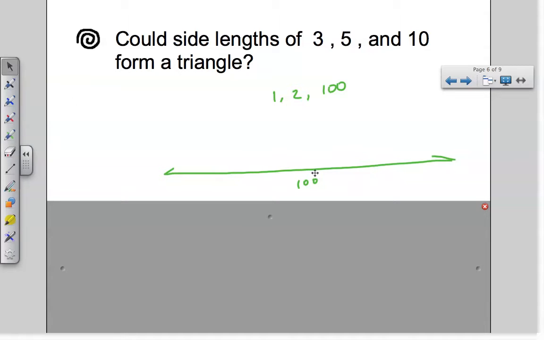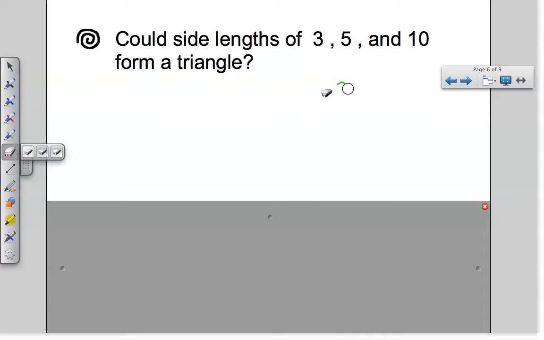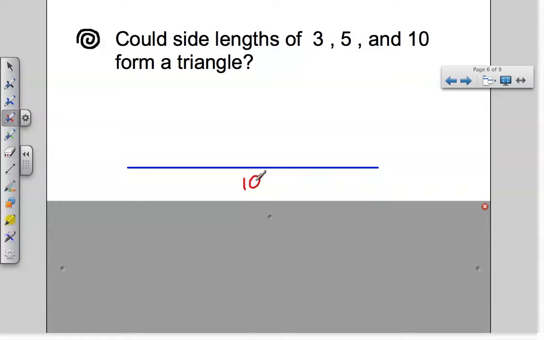Well, wait, there's got to be some limit, right? I mean, if you have this huge long line, there's no way that sides 1 and 2 would meet with the number 100. So what about 3, 5, and 10? If I knew that this was a length of 10 inches, 10 centimeters, 10 whatever it might be, well, I know that a length of 5 would be half of that, right? So if I go out this way, what do you say? That's about half, right? There's my length of 5. We're trying to make a triangle. Well, wouldn't length of 3? 3's not going to go halfway. 3's probably only about that long.